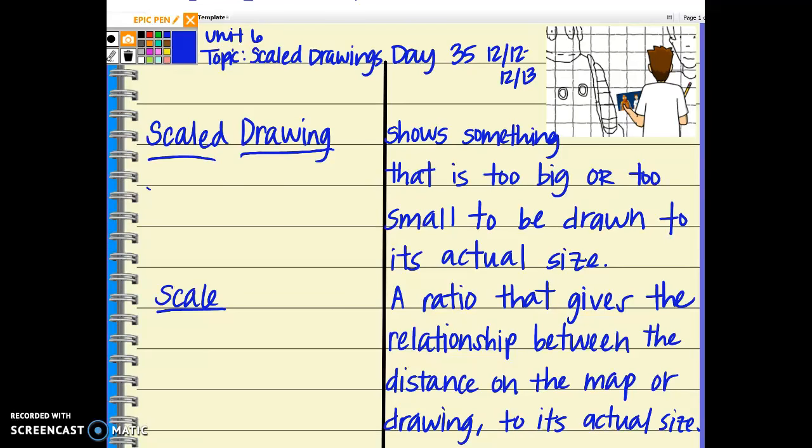Alright, so it's day 35, December 12th for A Day, December 13th for B Day. Today's topic is going to be on scaled drawings.